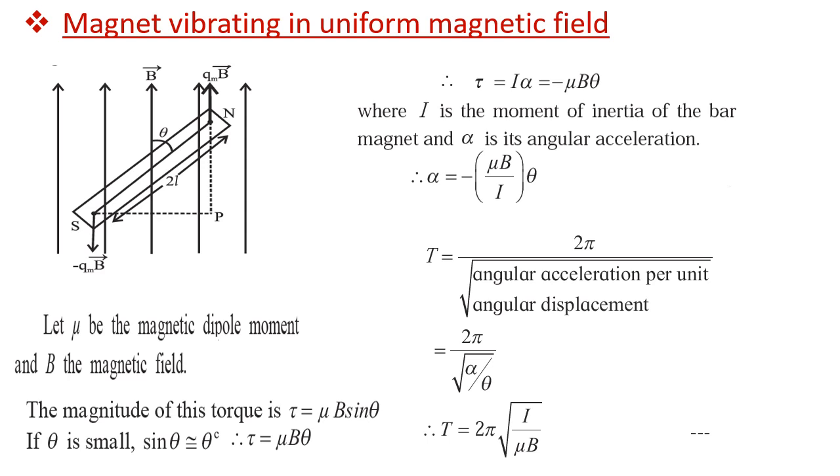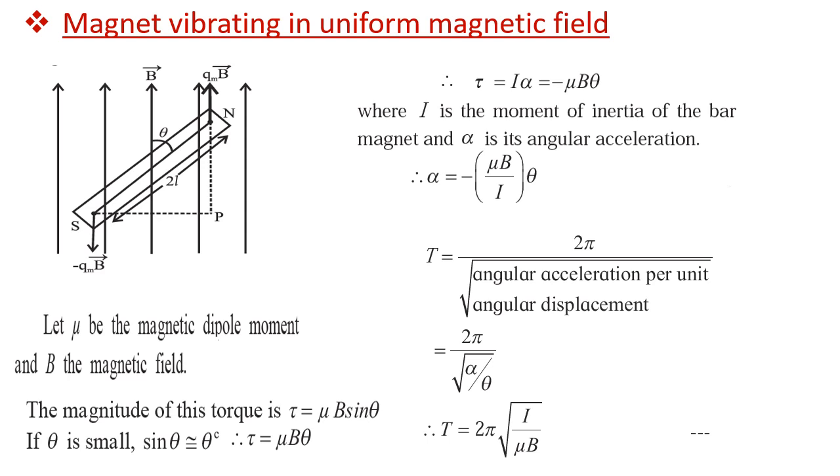This will be nothing but the perpendicular distance between them. To calculate it, if I label this point as P and consider the right angle triangle NPS, and calculate sine theta in terms of the trigonometric ratio, then if this angle is theta, this is also going to be theta, right? Then sine theta is opposite upon hypotenuse, and the hypotenuse is nothing but 2L. So we can write torque as torque is equal to mu into B into sine theta.